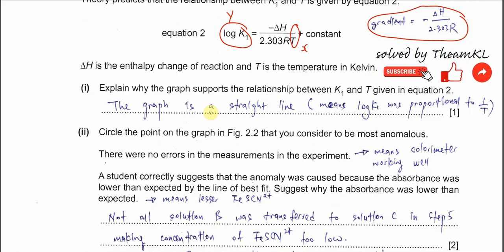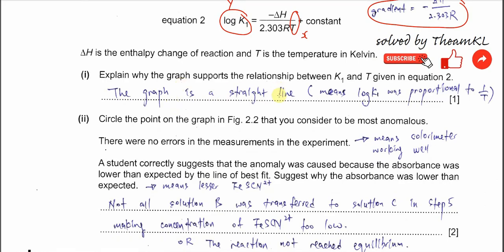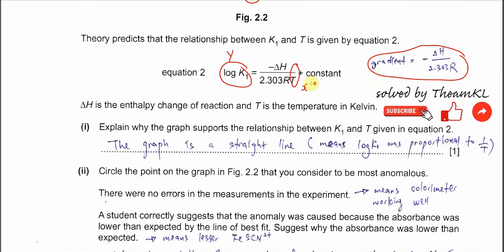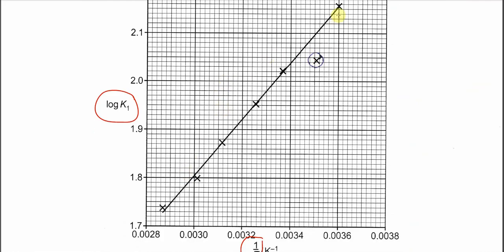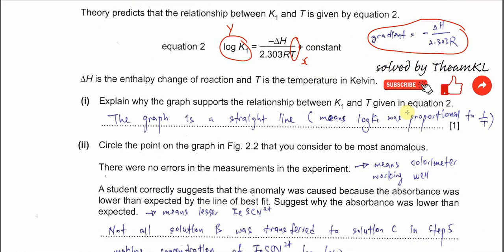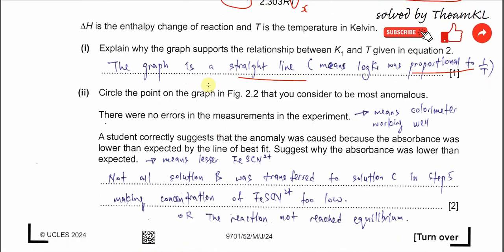Part 1. Explain why the graph supports the relationship between K1 and the temperature given in equation 2. Because from here we know that it's a straight line, see? Straight line. The graph is a straight line, so it means log K is proportional to 1 over temperature.